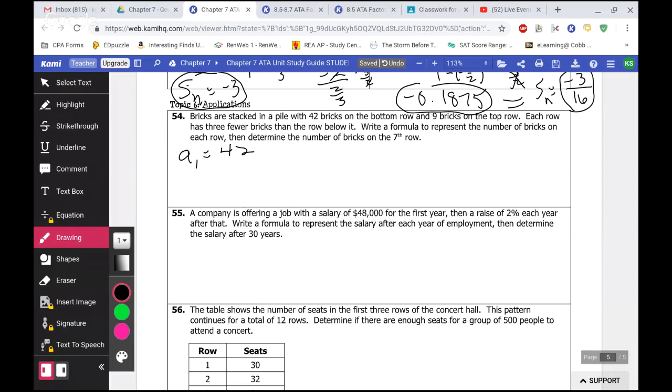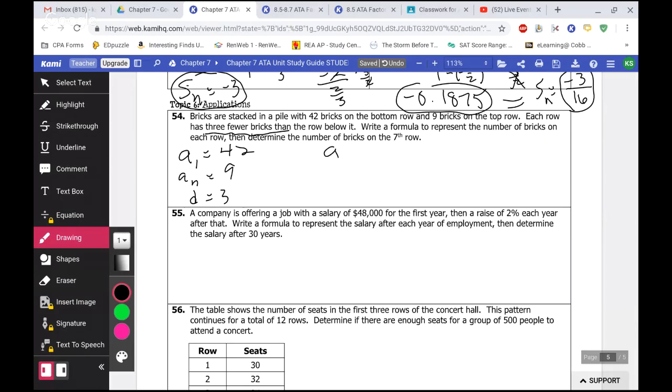We don't know how many rows apart it is, but we know that the top row is 9. Oh, wait. And each row has 3 fewer bricks than the row below it. So that means that there's going to be a common difference of -3, because we're subtracting 3 from each one.